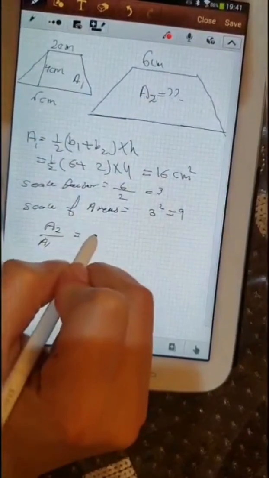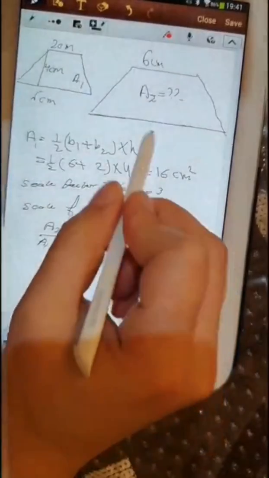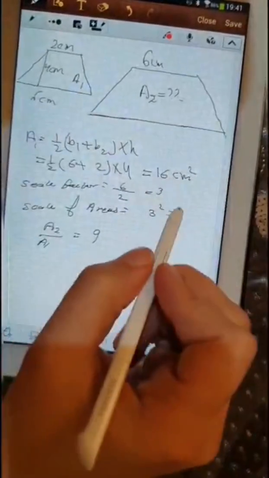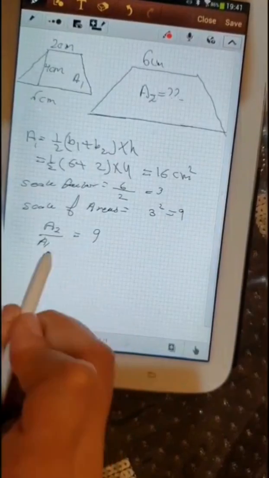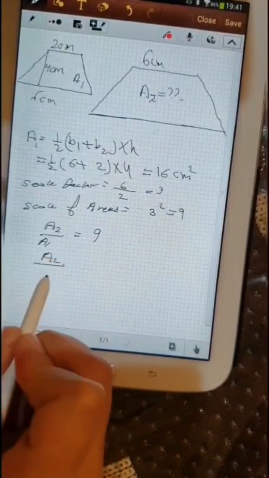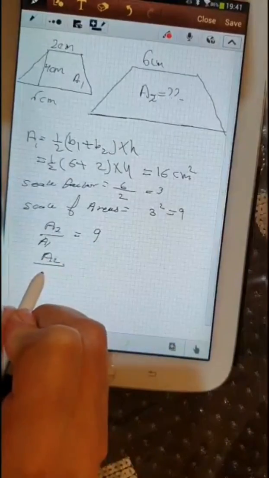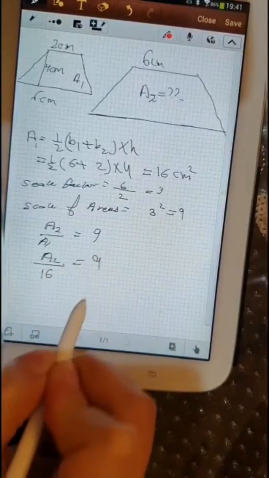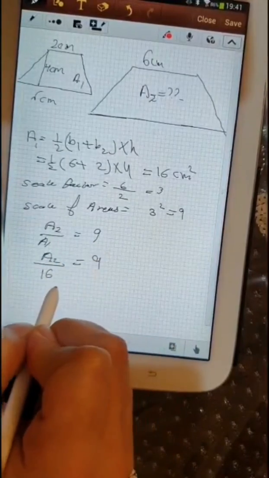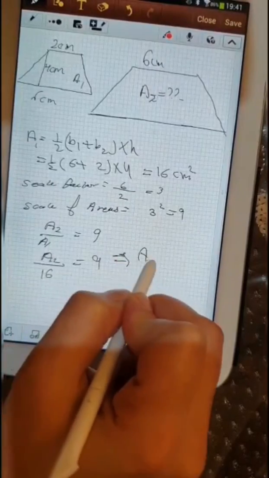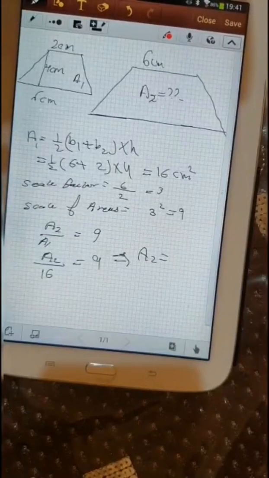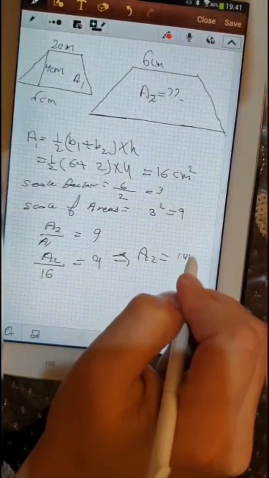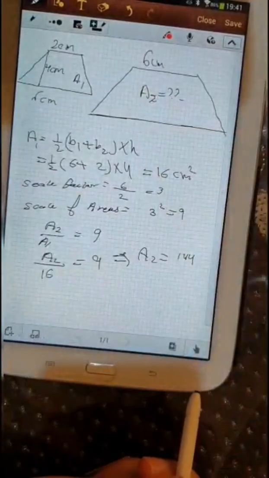I'm going to say it's equal to 9 because it's the scale factor of the sides but squared. So I'm going to say now area 2, which I need to find, over area 1, which I found already and is equal to 16, is equal to 9. Now, by cross multiplication, I'm going to get area 2 equal to 9 multiplied by 16, which is equal to 144. So this is the area of the second shape.